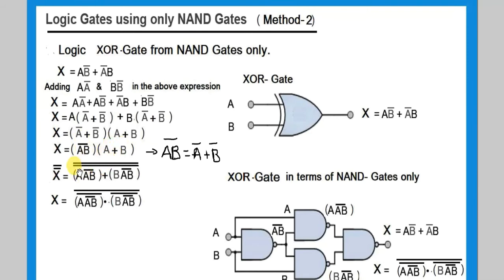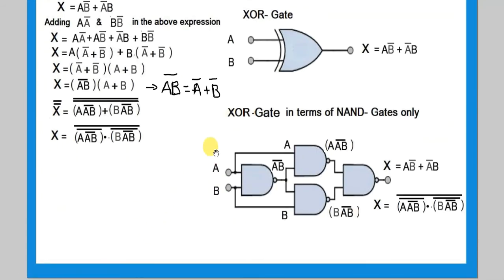After that we multiply A into the complement of AB and B into the complement of AB, and take the double complement. When the complement is applied again, the sum is converted into the product of the individually complemented terms. So it is the complement of A times complement of AB, times the complement of B times complement of AB, with the whole thing complemented. So that's the final expression.